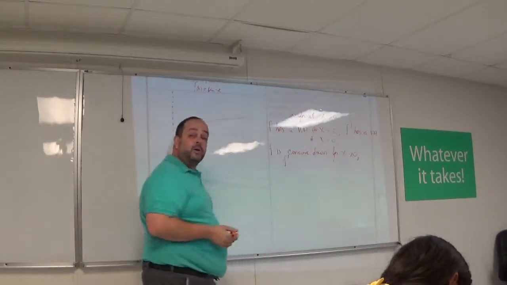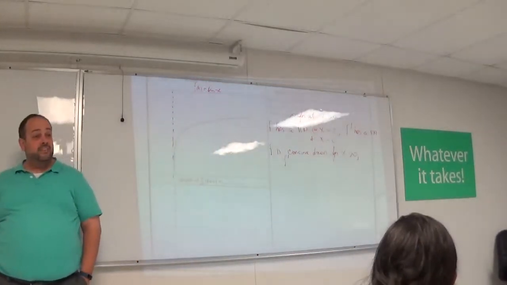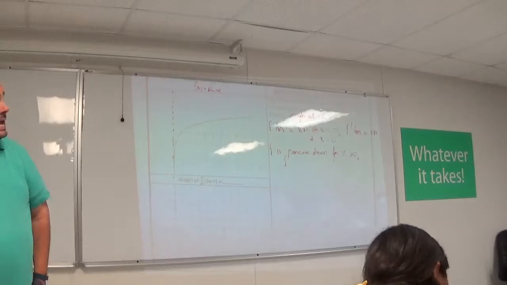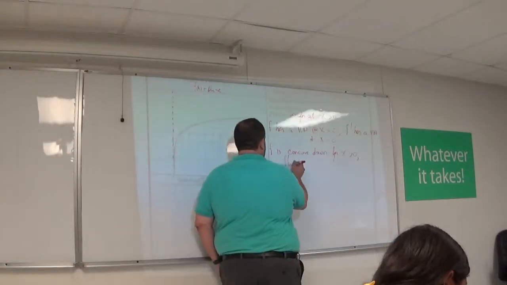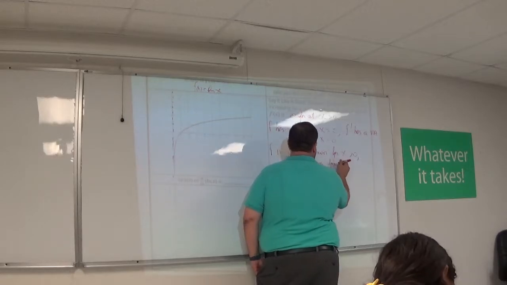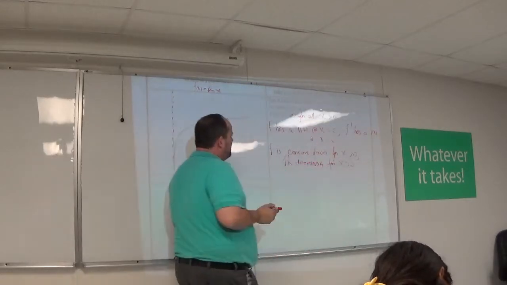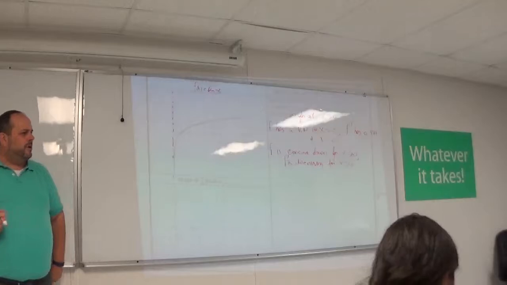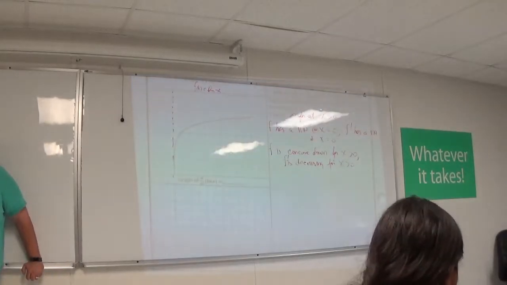So the thing that we know about F prime: F is concave down, so F prime has to be decreasing. F prime is decreasing for x greater than 0. There's at least one more thing I'm hoping somebody's going to notice. Karina.